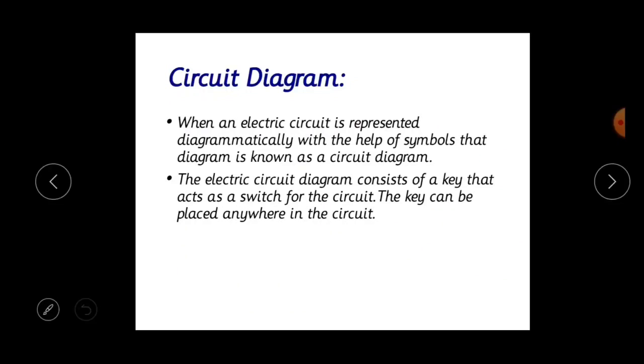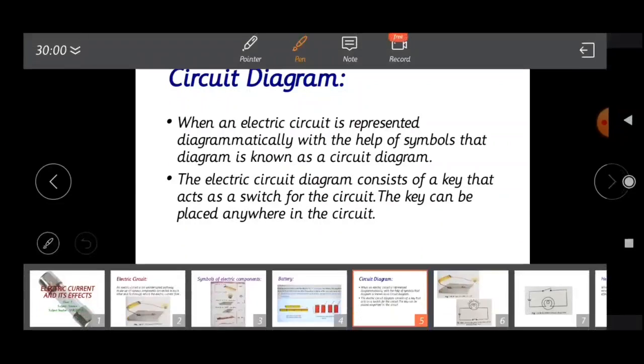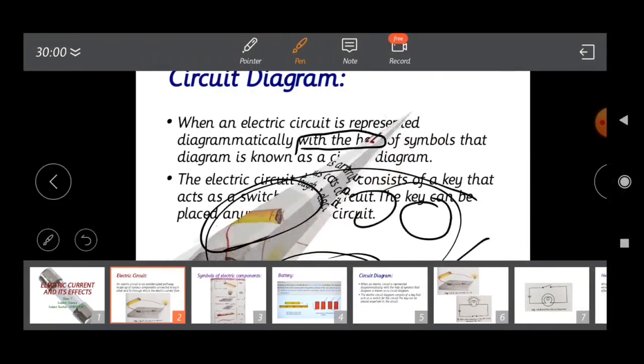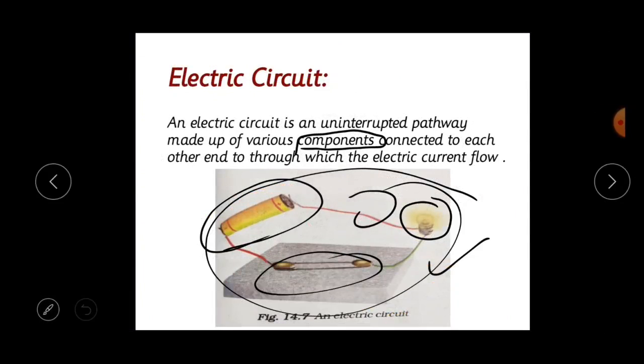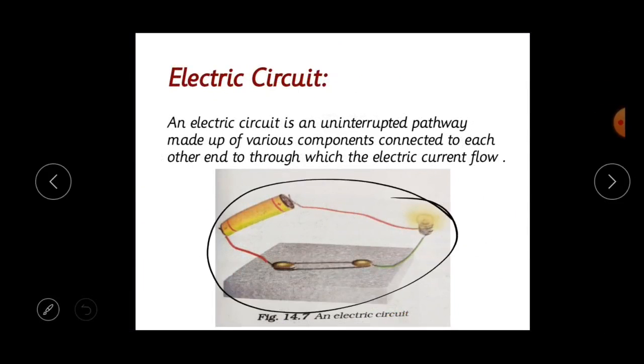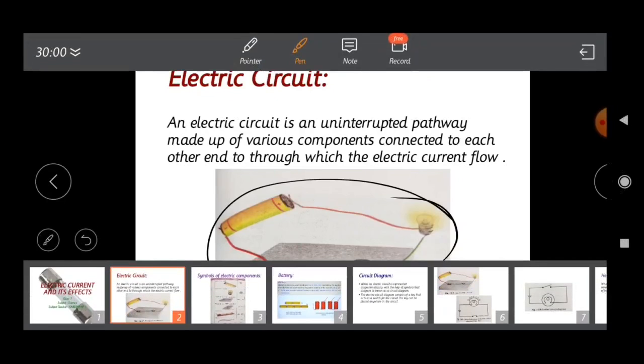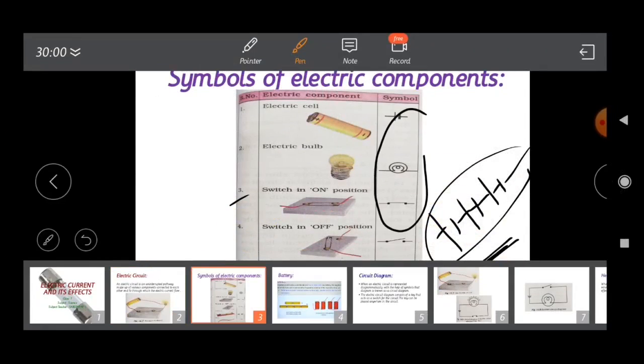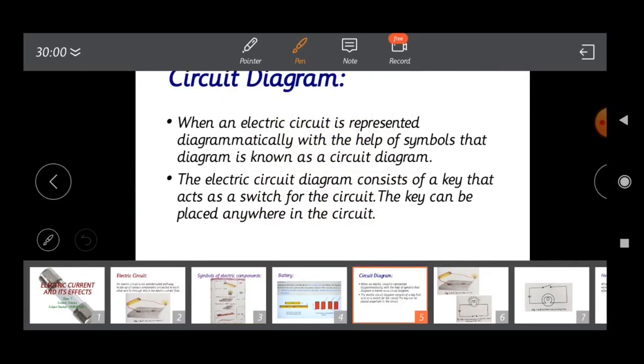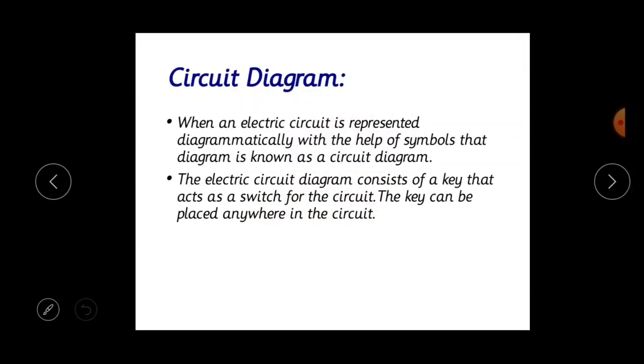When an electric circuit is represented diagrammatically with the help of these symbols, it is called a circuit diagram. So when an electric circuit is represented diagrammatically with the help of symbols, that diagram is known as a circuit diagram. Okay, here we are going to use the symbols which you have learnt now, isn't it?